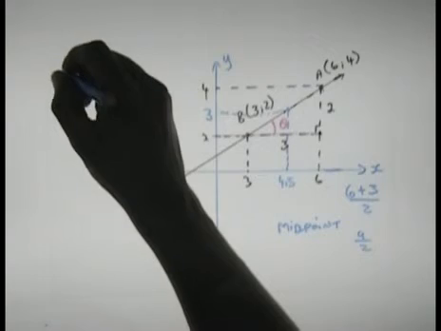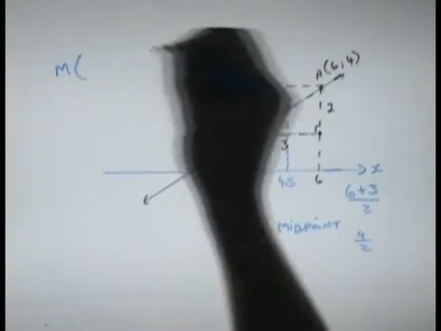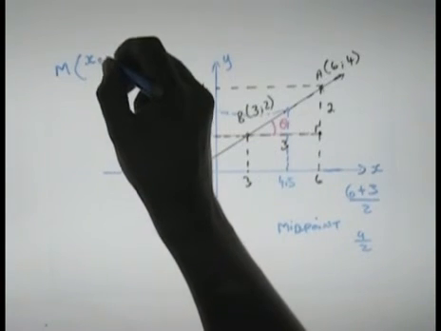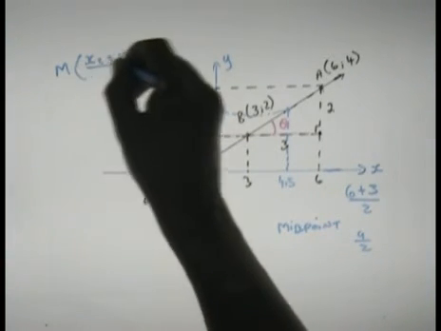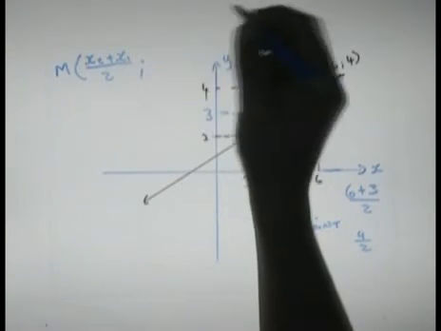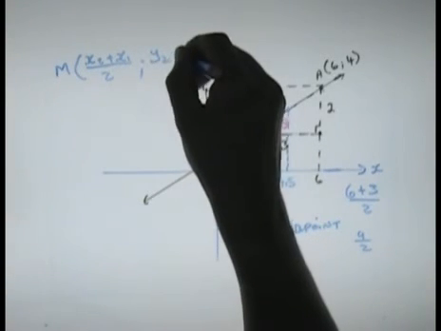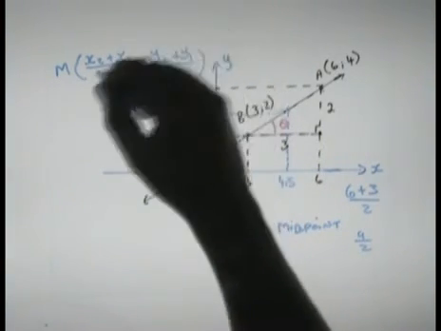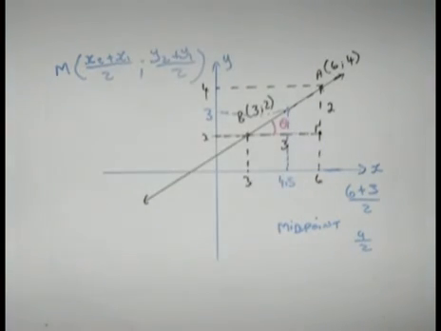That means that the coordinates of M, our midpoint, is going to be given by x2 plus x1 divided by 2, and our y value is given by y2 plus y1 over 2. The y and the x do not interact with each other. They simply give us the x coordinate and the y coordinate of our midpoint independently.